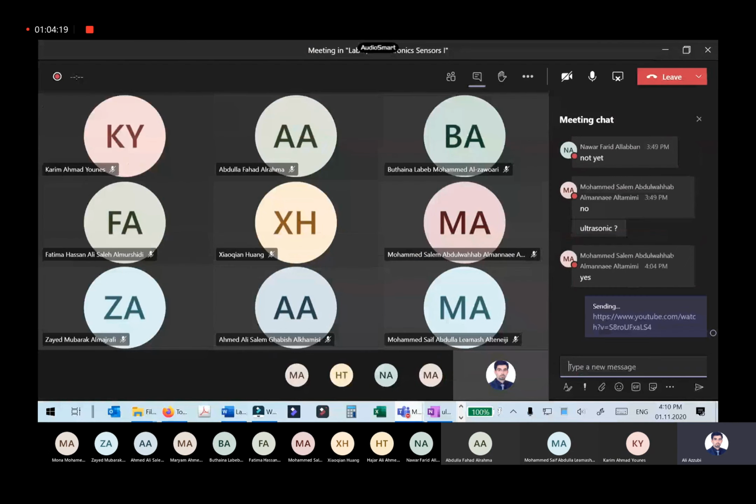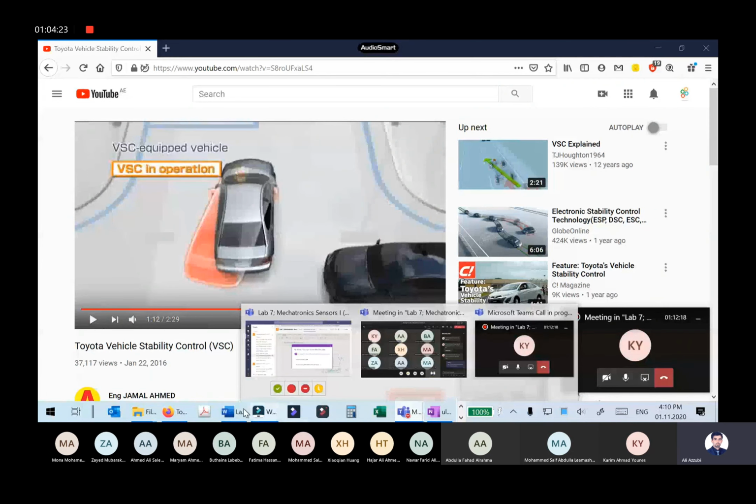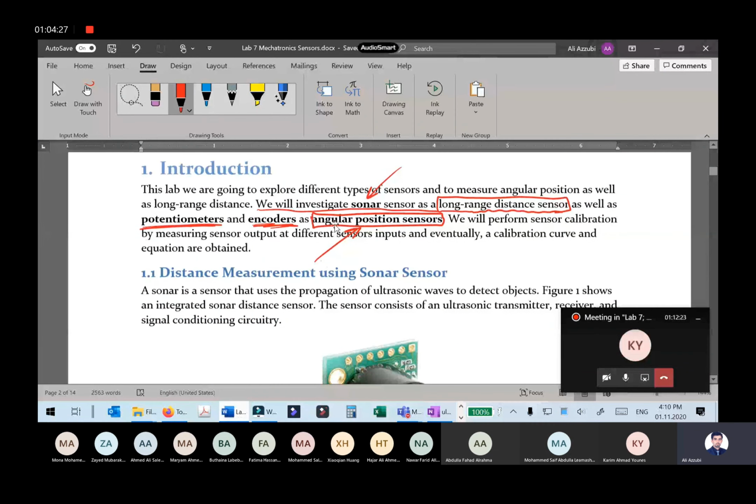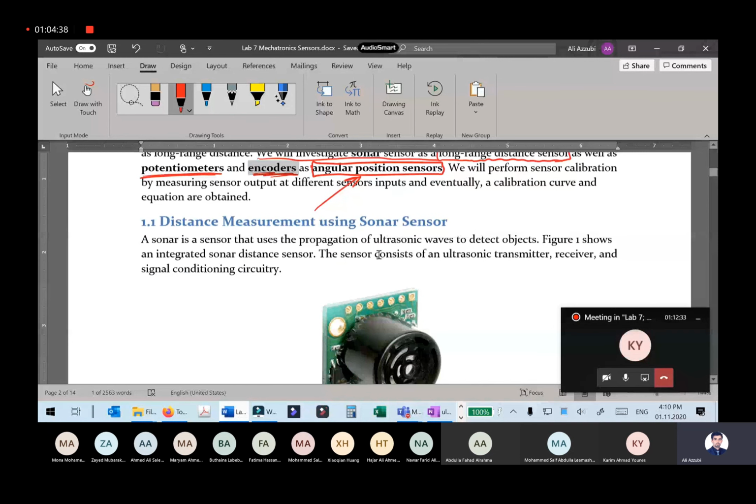Okay, so this is the VSC. All right. Now, again, probably I will not have time to address the angular position potentiometer and encoder. So again, I will record them in a video in case we did not finish.